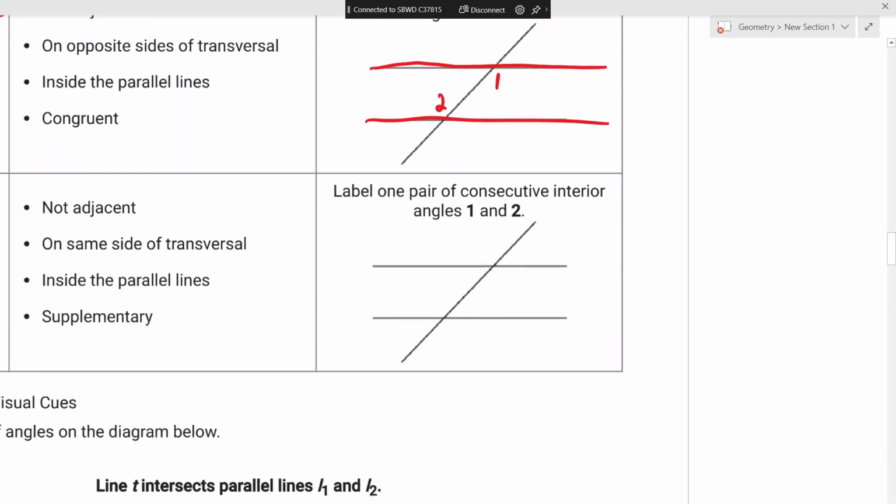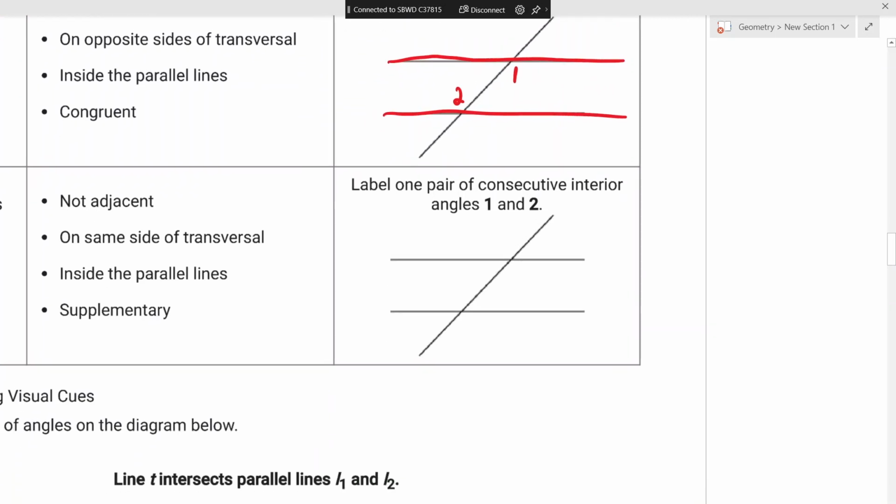Can you probably guess what consecutive interior is? That means they're inside, but they're on the same side. So like this could be angle 1, and then this would be angle 2. That's consecutive interior. It's just pairs. Like brother, sister, husband, wife. I don't know what. Peanut butter jelly.